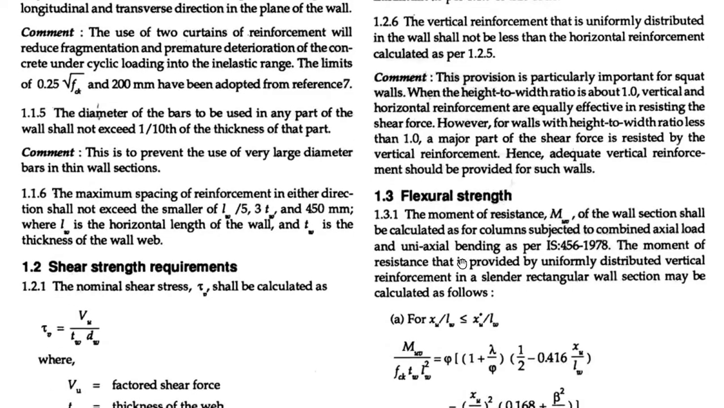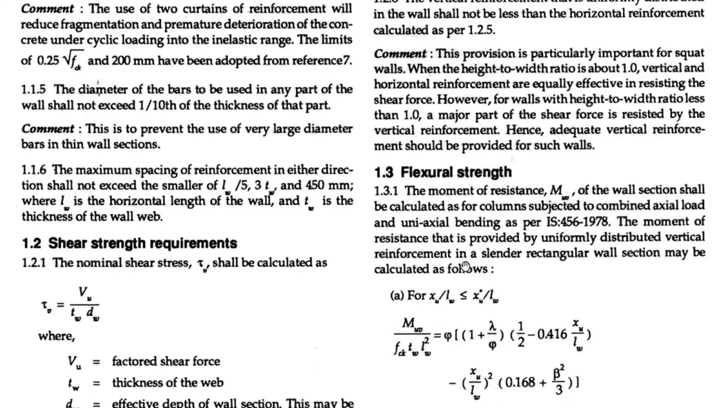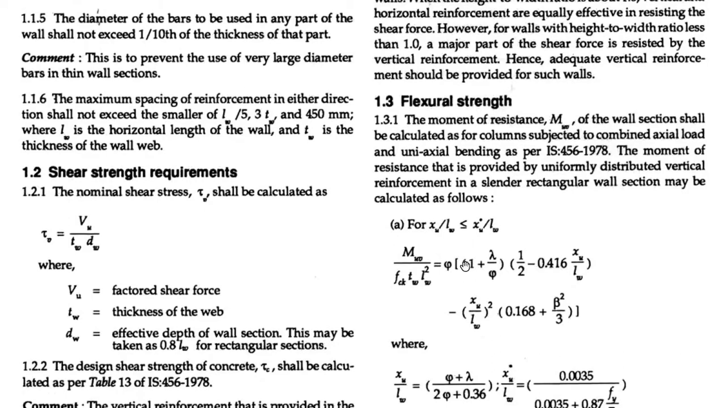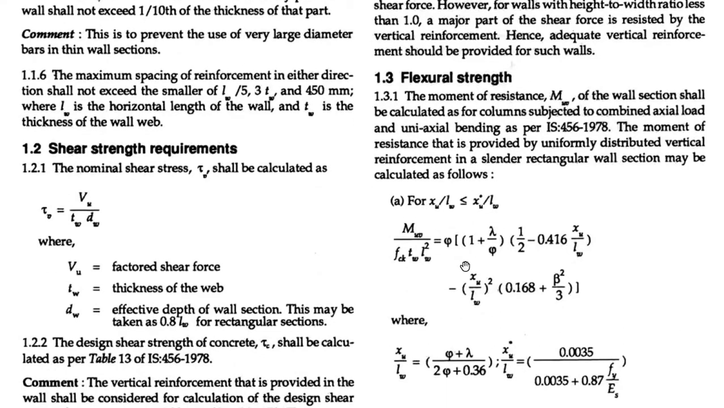Next, we are going to discuss the shear strength requirements. The nominal shear stress τv shall be calculated as τv equals Vu divided by Tw dw, where Vu is the factored shear force, Tw is the thickness of the web, dw is the effective depth of wall section. This may be taken as 0.8 Lw for rectangular sections. And the design shear strength of concrete τc shall be calculated as per Table 13 of IS 456.